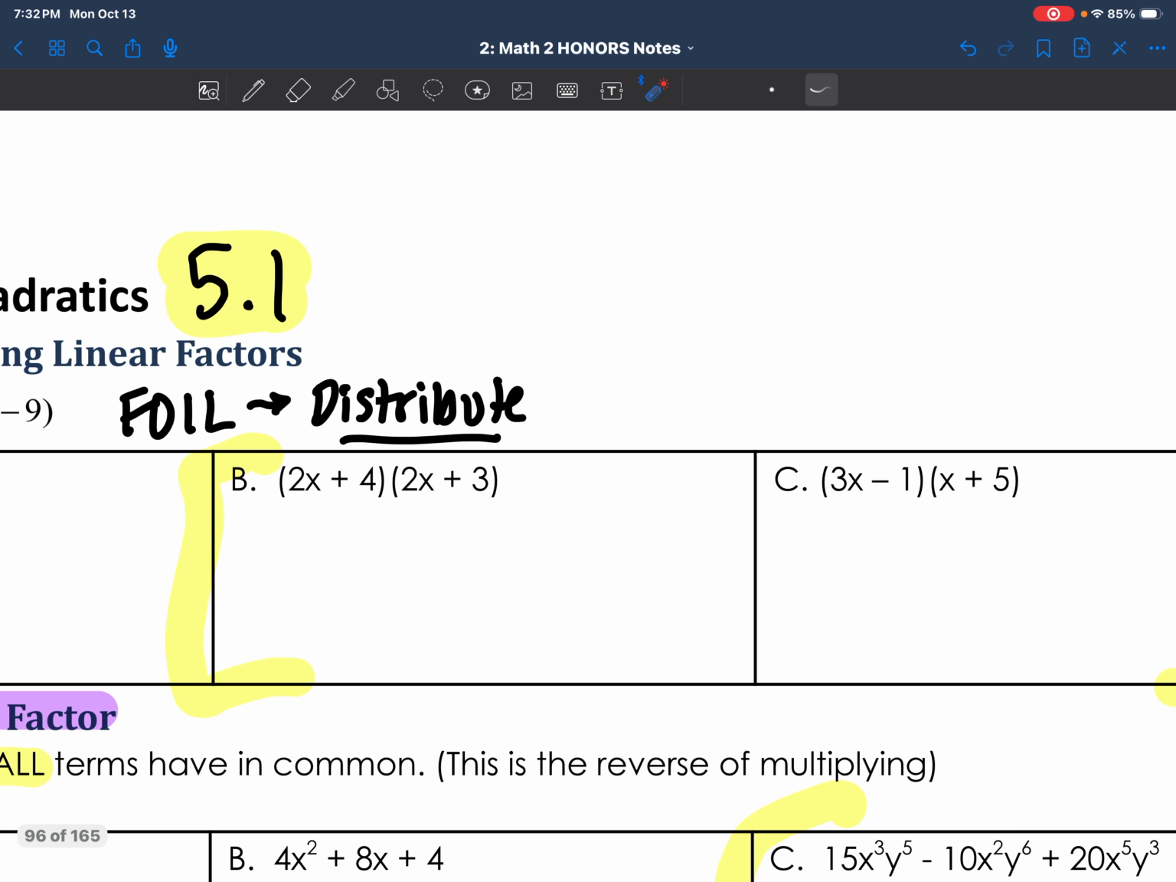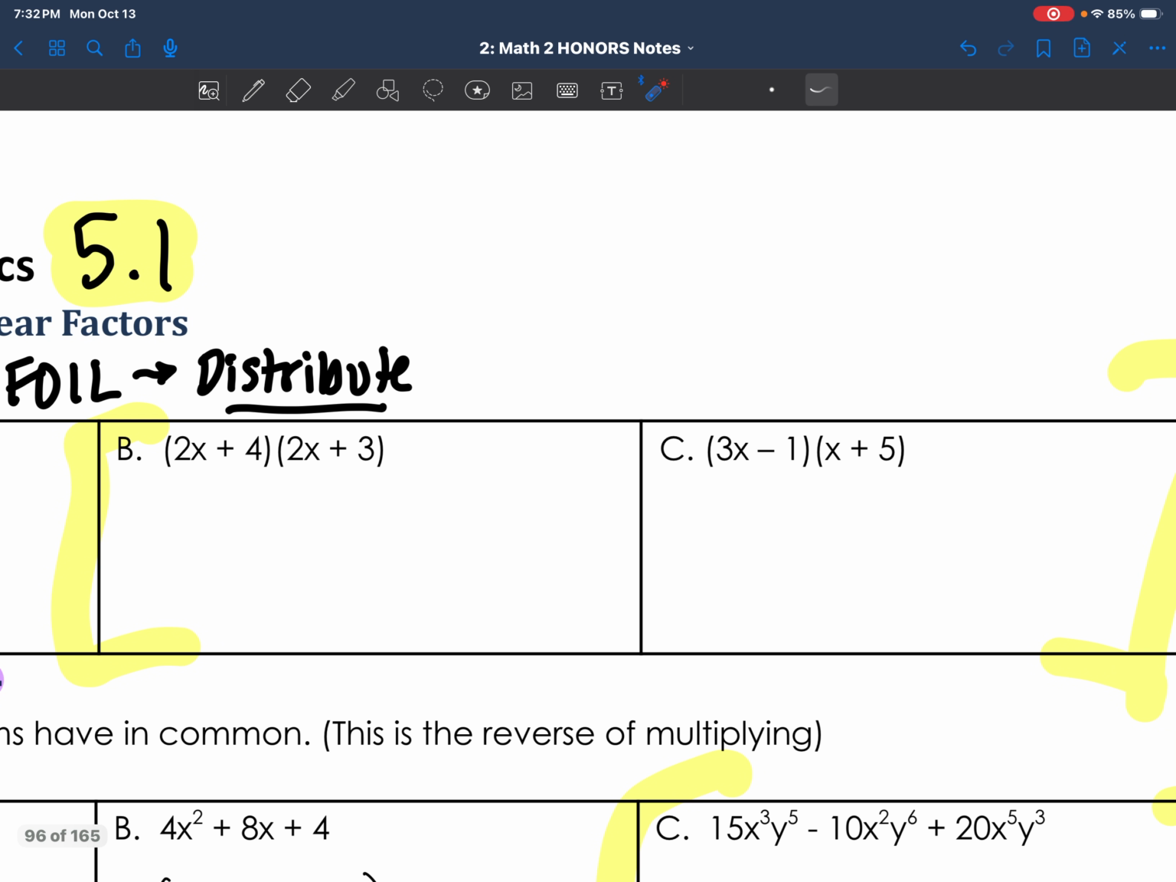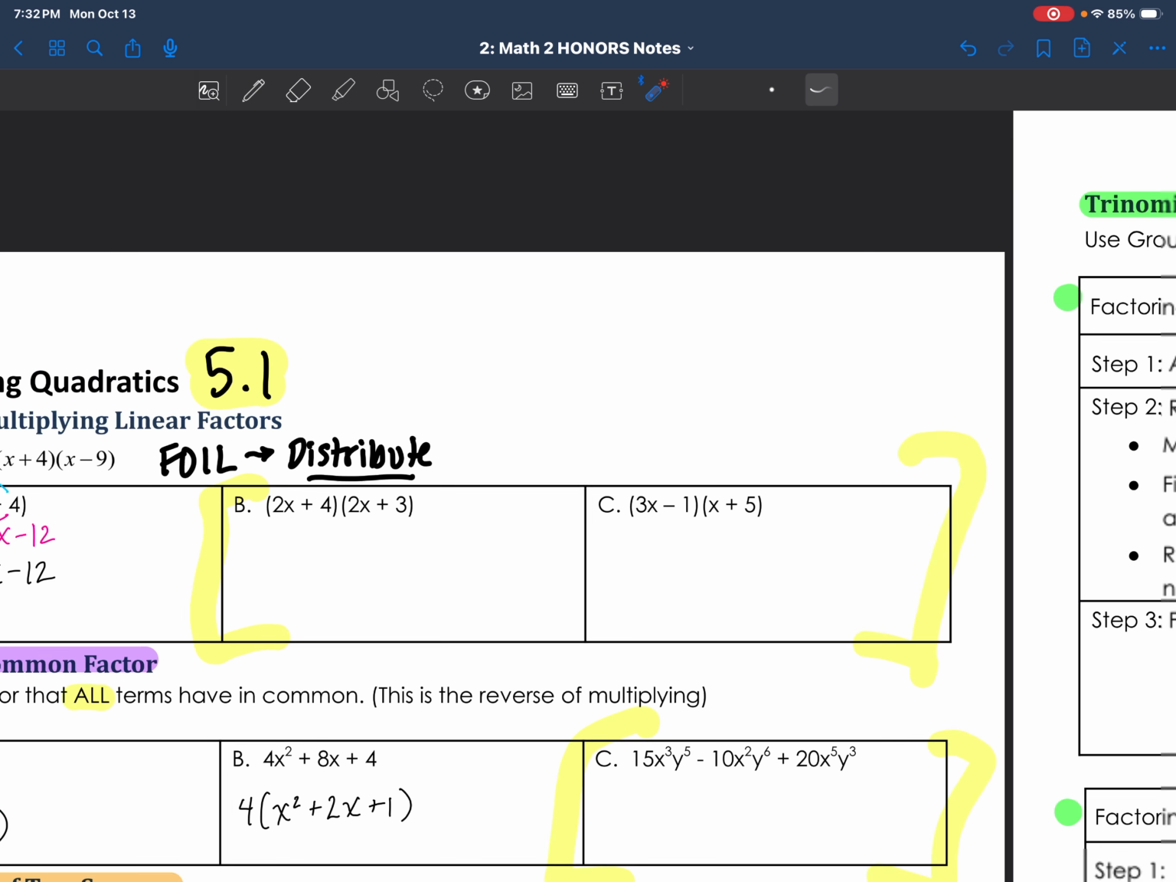I'm going to go ahead and have you try these. So just remember, you take the first term to both of the other terms, then take your second term to both of the others, and combine like terms.